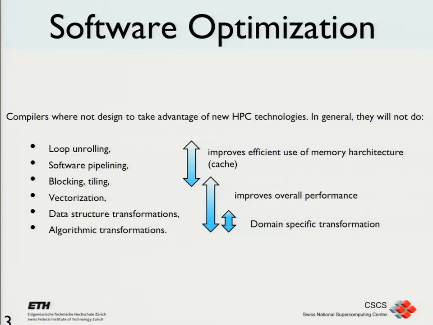As you saw before, the compilers are not designed to take advantage of new HPC technologies. And in general, they won't do it, or not very easily, unless you give them a lot of information. So they won't do loop unrolling, software pipelining, blocking. Those techniques are there to take advantage of the memory architecture, and in particular, the cache. They will not vectorize the code easily unless it's a very simple example. Your code in terms of performance.